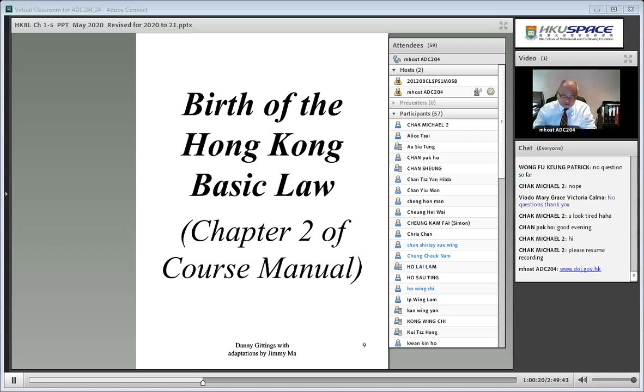So chapter 2, we call chapter 2 the birth of the Hong Kong Basic Law. Right, somebody wanted to enter the room. Okay.